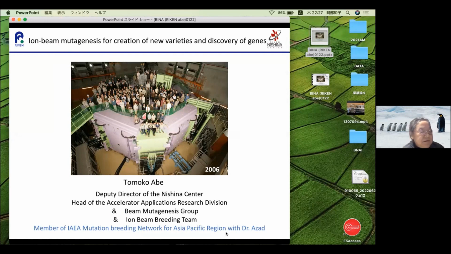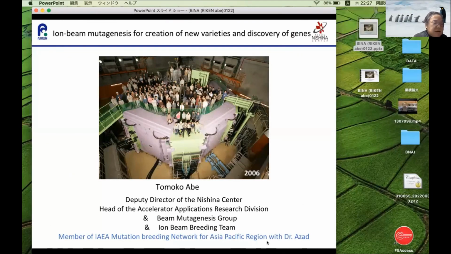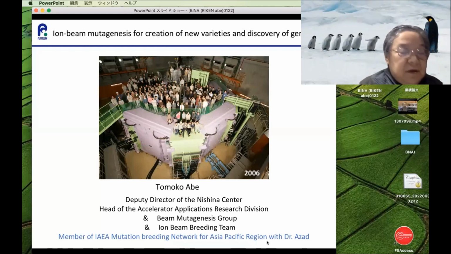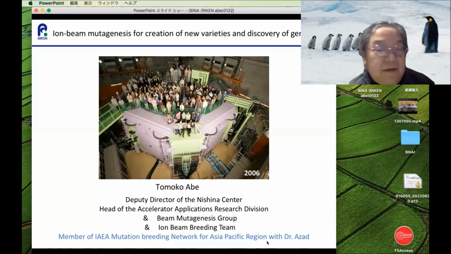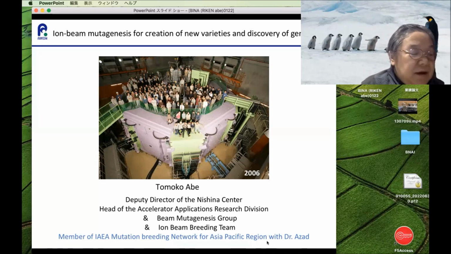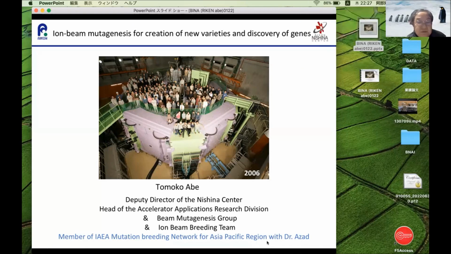Riken is an all-around research institute in Japan. We conduct cutting-edge research in an extremely wide range of scientific areas, including physics, chemistry, biology, engineering, and medical science. The Nishina Center for Accelerator-Based Science has a world-leading heavy ion accelerator facility. This photo is the biggest cyclotron, named SRC, weighing 8,400 tons. I'm a deputy director of the Nishina Center and head of these groups.